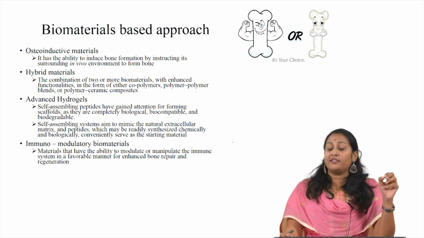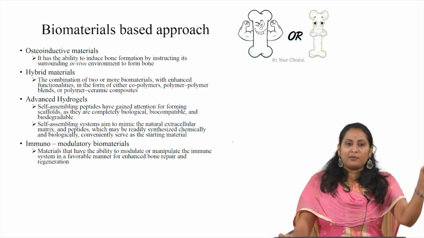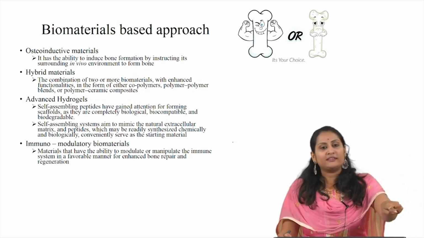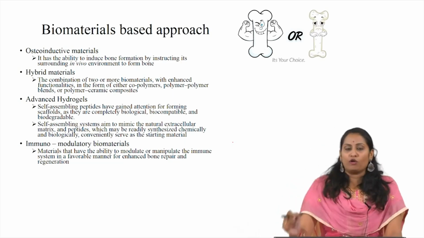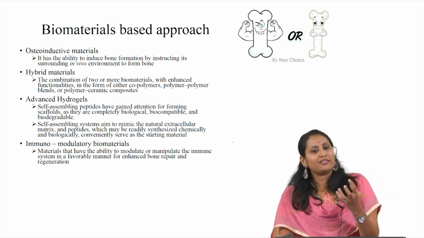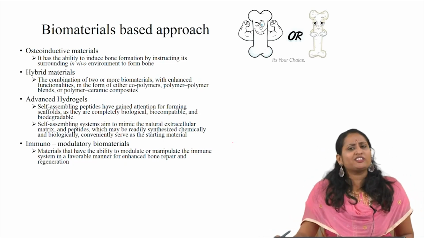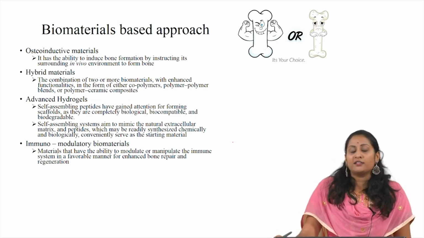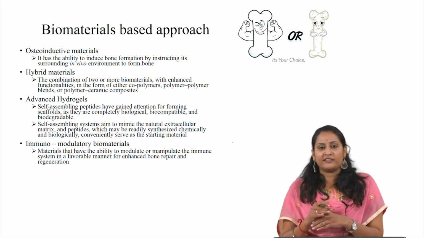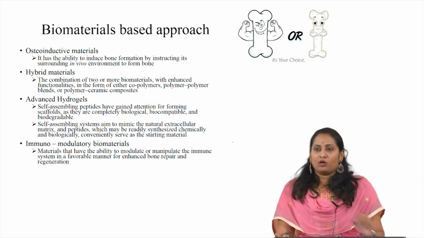If I say this is an osteoinductive material, that means that material has the ability to induce bone formation by instructing the surrounding cells in the in vivo environment to form bone. For example, hydroxyapatite and calcium phosphate or ceramic based materials are prone to have osteoinductive property. The second class of biomaterials is hybrid materials. They are nothing but the combination of two or more biomaterials with enhanced functionalities, either in the form of copolymers or polymer-polymer blends or polymer ceramic composites.